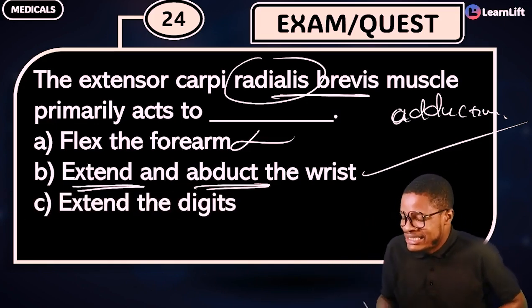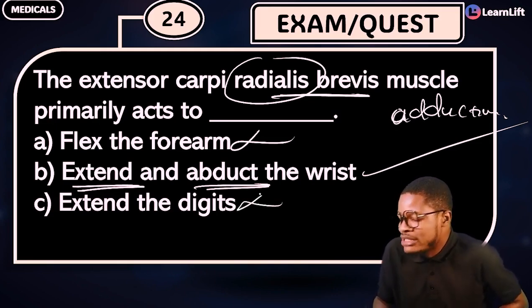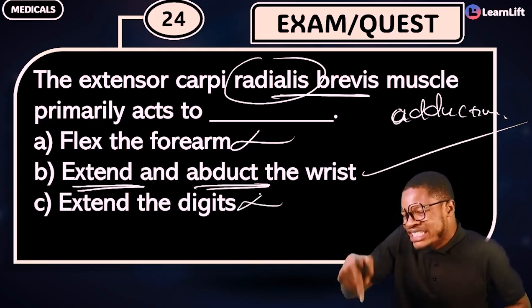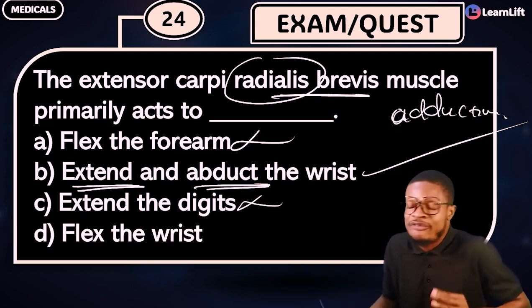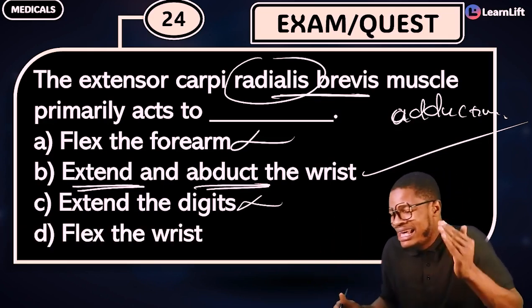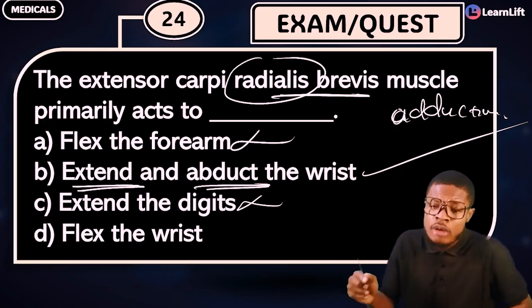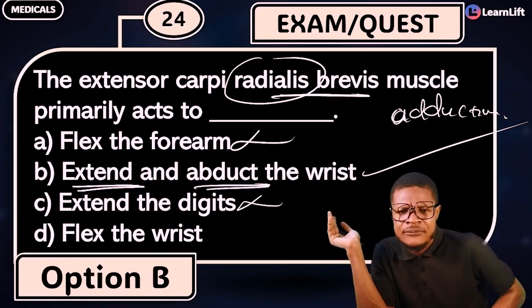Option C says extend the digits. No, that's your extensor digitorum, that is what carries out that function. And then option D is flex the wrist. What is the answer? Extend and abduct the wrist. Option B, you are out of there.